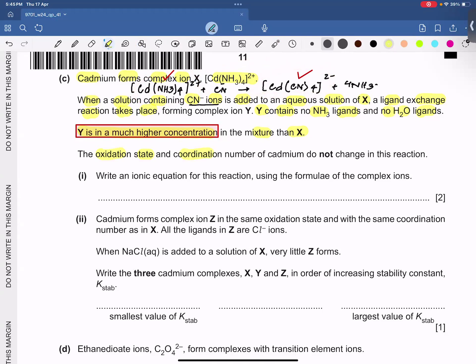The oxidation state and coordination number of cadmium do not change in this reaction. Write an ionic equation for this reaction using the formulae of the complex ions. That's what I have done. That's what the examiner is looking for. Cadmium NH3 taken 4, 2 plus, plus 4 cyanide ions gives cadmium cyanide 4, 2 minus, plus 4 ammonia.